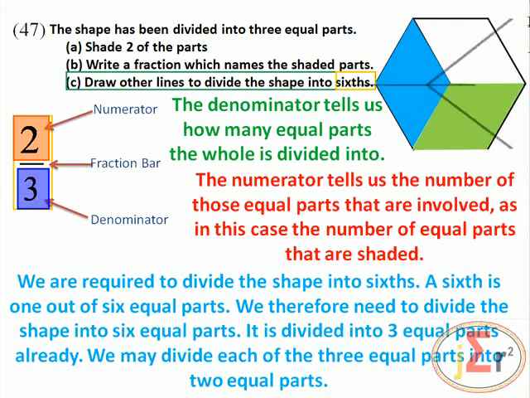So each one of those 3 equal parts will have to be divided into 2 equal parts. And we will have how many equal parts? 1, 2, 3, 4, 5, 6. And that's all there is to it.